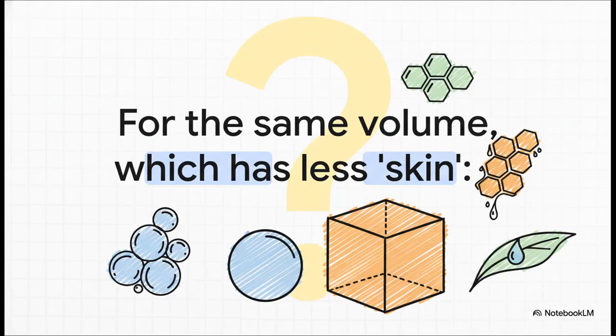Which brings us to one last thing to chew on. If you want to hold a specific amount of something, say a liter of water, what's the most efficient shape you could use? If you had a perfect sphere and a perfect cube, and they both held that exact same amount, which one do you think would have less skin? Which one has the smaller surface area? It's a really cool question, and if you look around, you'll see nature has already answered it for us.